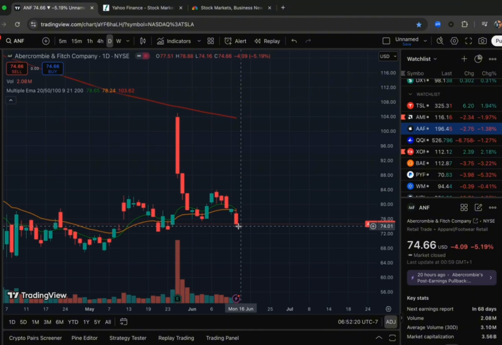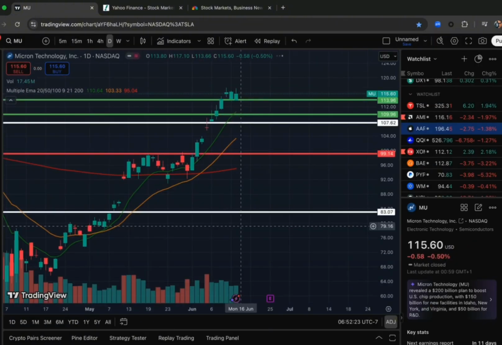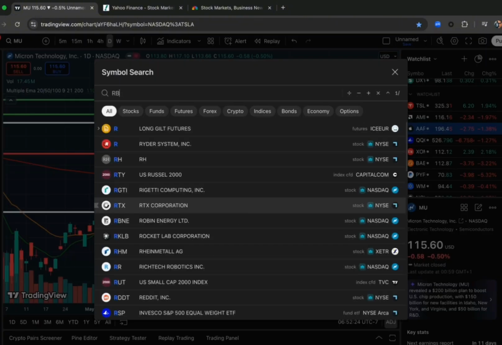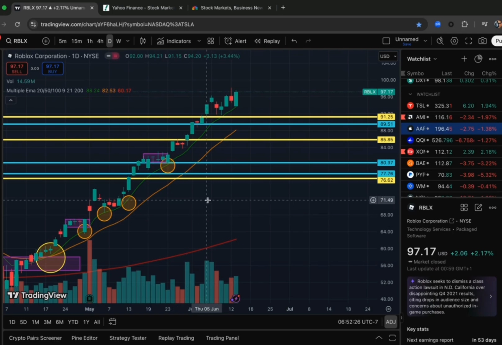And again, there's better setups out there. There's smoother setups out there. Micron is one right now. Roblox is another right now. These are ones where you see a clear pattern, you see a clear trend. You're not trying to catch something which is just going to mess up your portfolio, mess up your trading, all that kind of stuff.